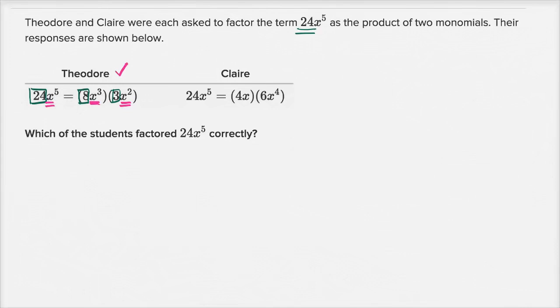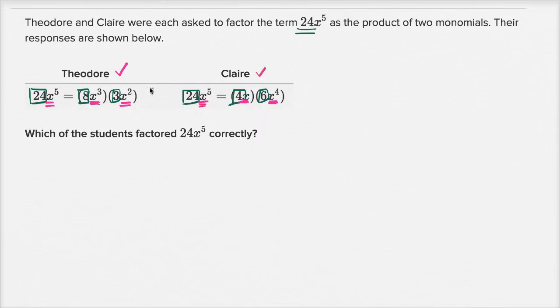Now let's look at Claire. If we take just the coefficients, 4 times 6 is indeed equal to 24. And then if we look at the powers of x, we have x to the first power times x to the fourth power, which is going to be x to the fifth power. So Claire also factored it correctly.